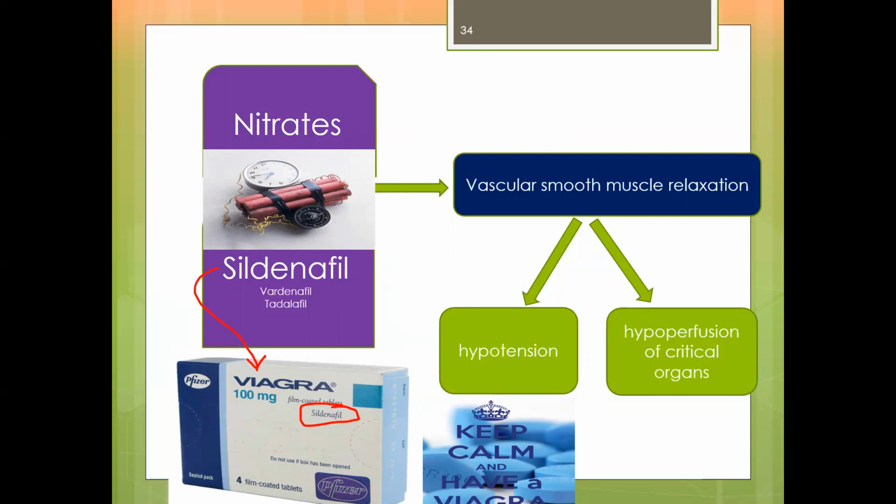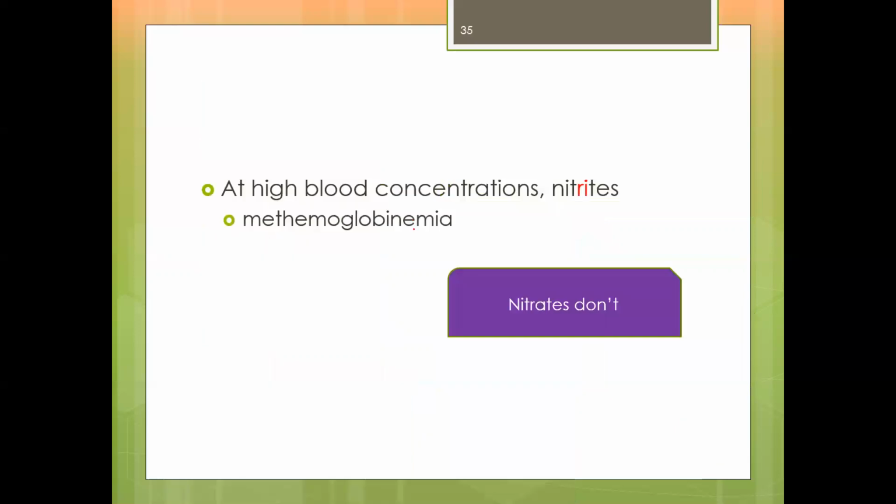So nitrates, when given with sildenafil and the other PDE5 inhibitors, will cause excessive vascular smooth muscle relaxation, can lead to hypotension, and can lead to hypoperfusion of critical organs. Okay, the critical organs, the brain, the heart, the kidney. Okay, hypoperfusion of critical organs. So this can eventually lead to death. Okay, so we shouldn't give this together.